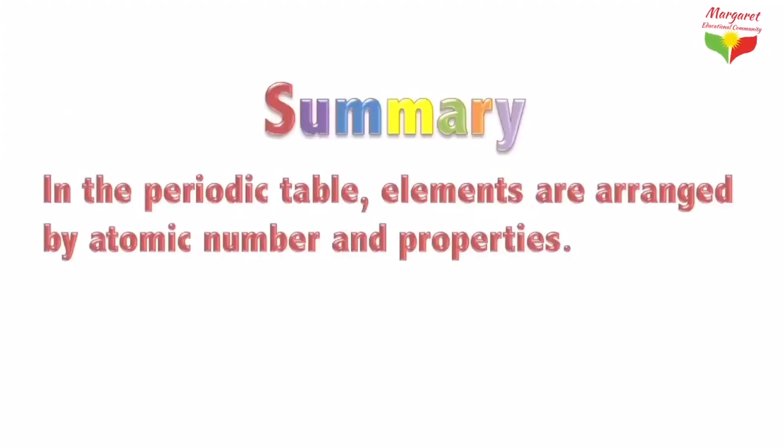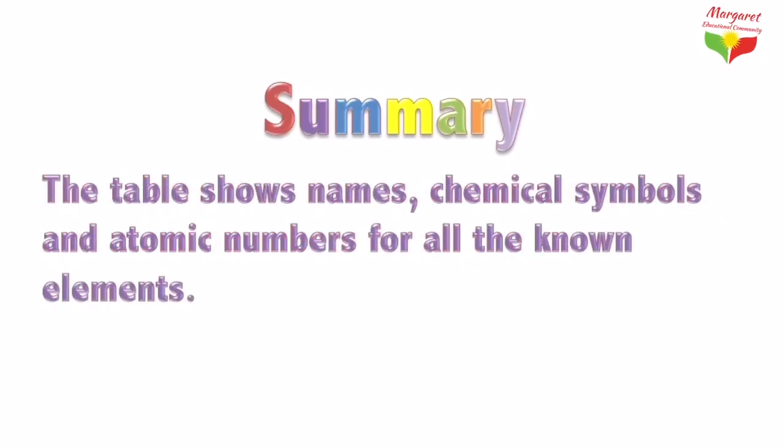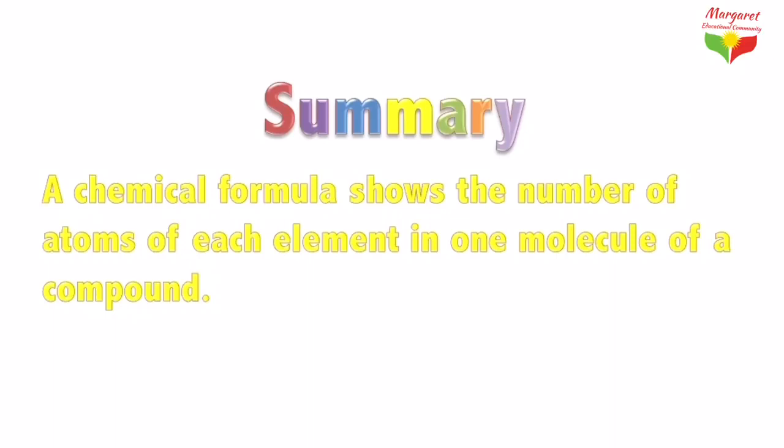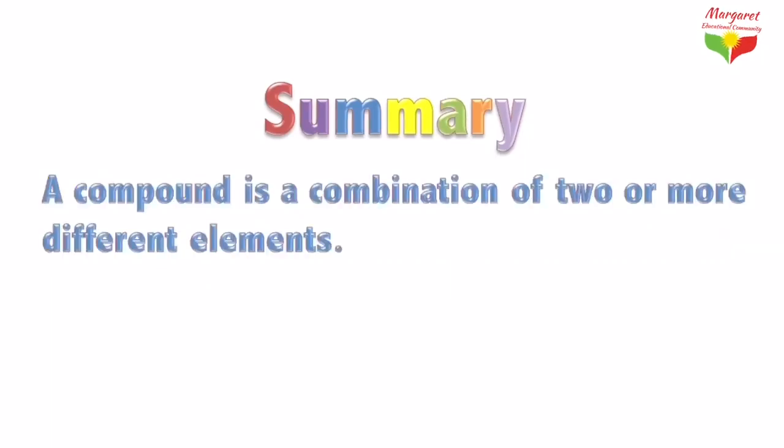Here is a summary of this video. In a periodic table, elements are arranged by atomic number and properties. The table shows names, chemical symbols, and atomic numbers for all the known elements. A compound is a combination of two or more different elements. A chemical formula shows the number of atoms of each element in one molecule of a compound.